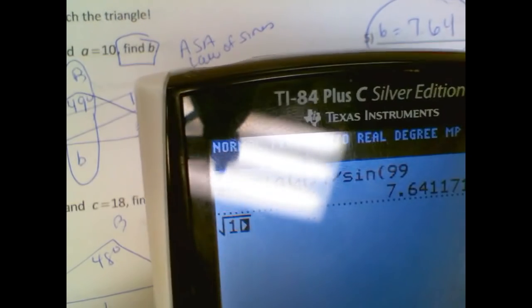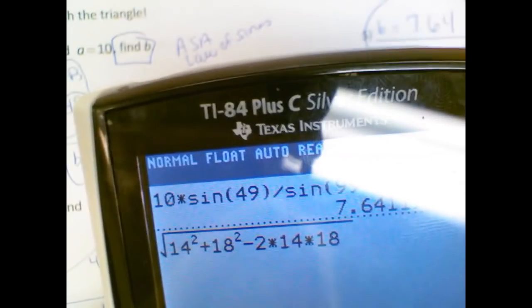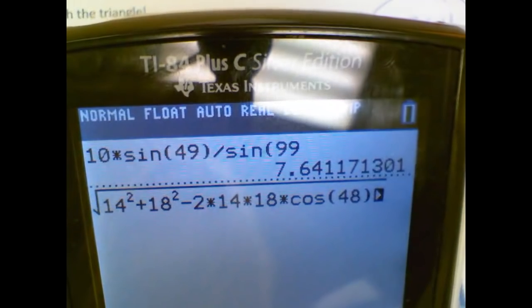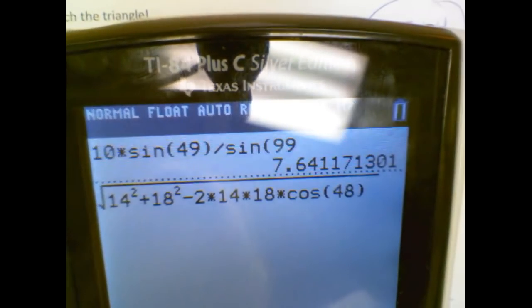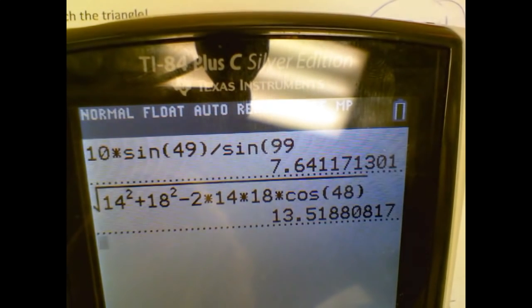Now we're going to do side squared plus side squared minus 2 times the first side times the second side times cosine of the angle, which was 48. So it looks like this. When you punch in the calculator, oops, there it goes. You press enter. And we were solving for a side, and that is 13.5. Side B.